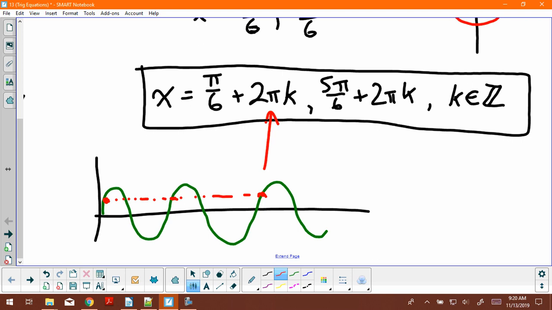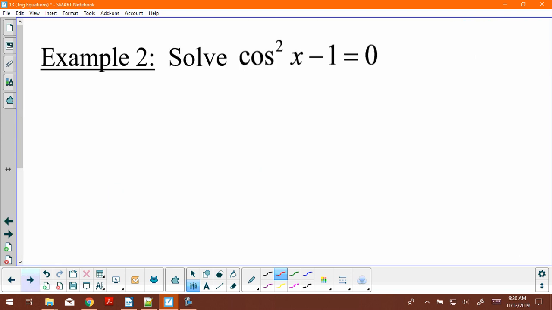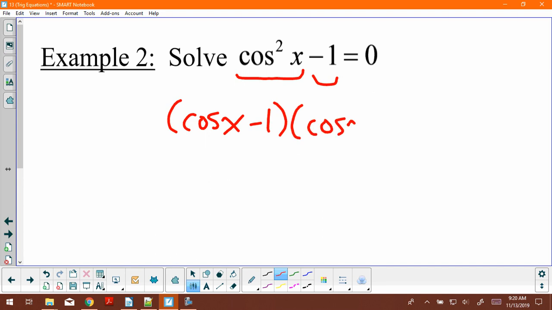The next one. We're going to solve cos squared x minus 1 is equal to 0. There's at least 3 different ways to solve this. But just for practice, I'm going to go with recognizing this is a quadratic thing. I have something squared minus something squared, so this is a difference of squares. I could factor this as cos x minus 1 times cos x plus 1 is equal to 0.